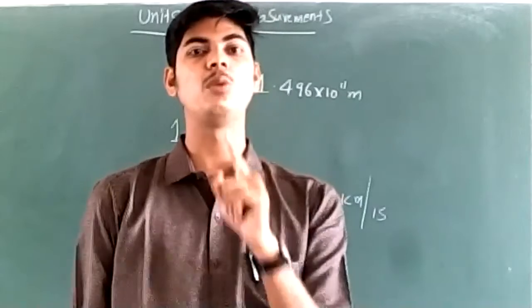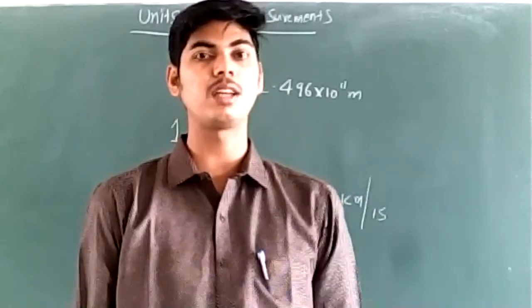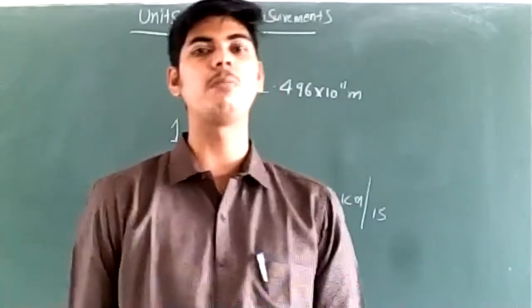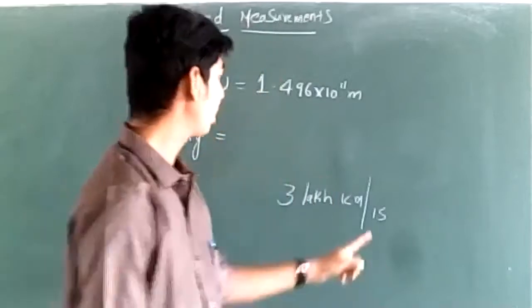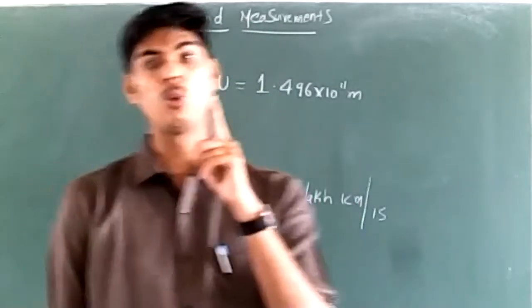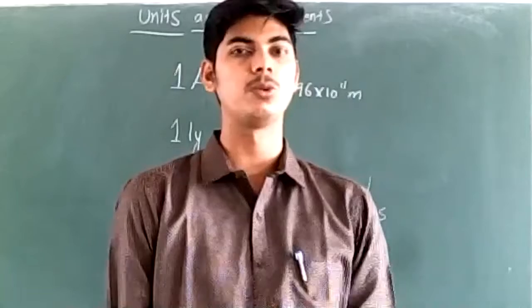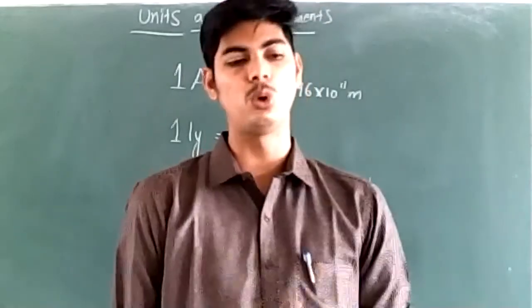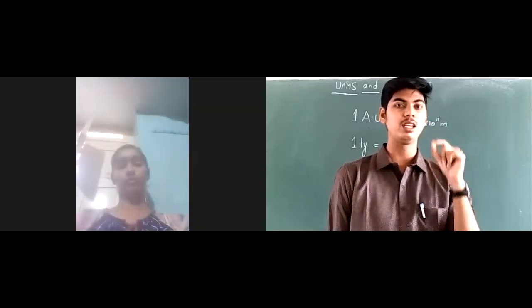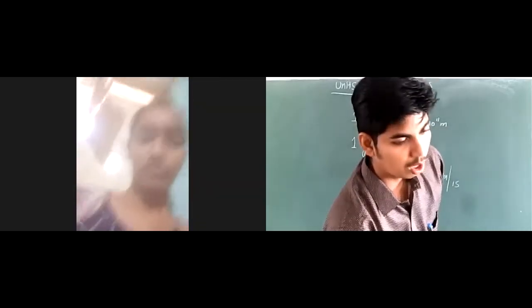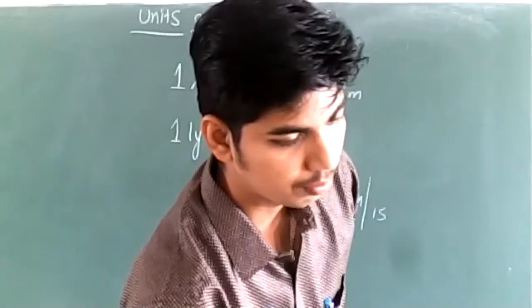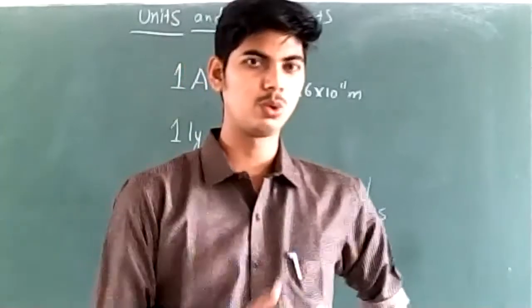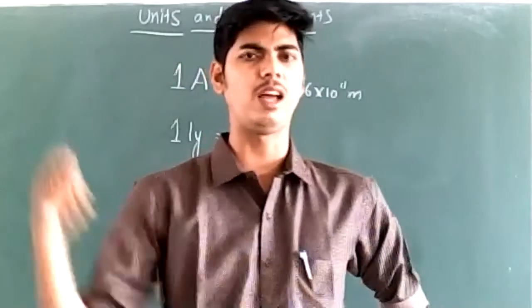Light travels 3 lakh kilometers in 1 second, that means it has that high speed. Now can you guess what should be the distance traveled by light in 1 year? If it travels 3 lakh kilometers in 1 second, how much distance would it travel in 1 year? Is the distance too high, moderate, or too low? It's too high, so the distance traveled by light in 1 year is a very large distance.